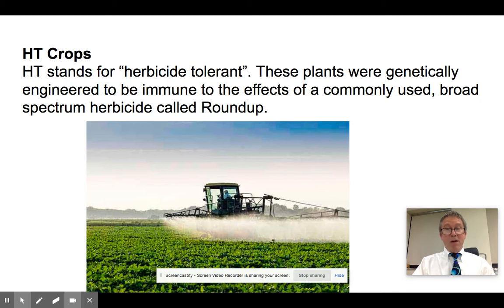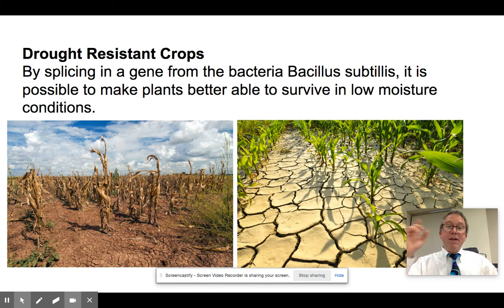But there's a couple of problems. The company that makes this herbicide also makes the seed. So you have to give all your money to this company. It makes a monopoly here, right? But let's just keep going with the positives before I start talking about the negatives.